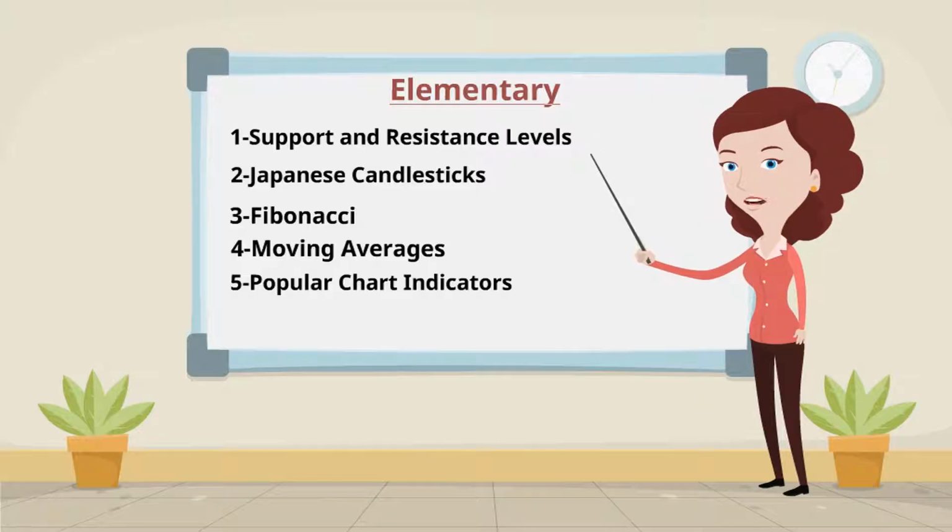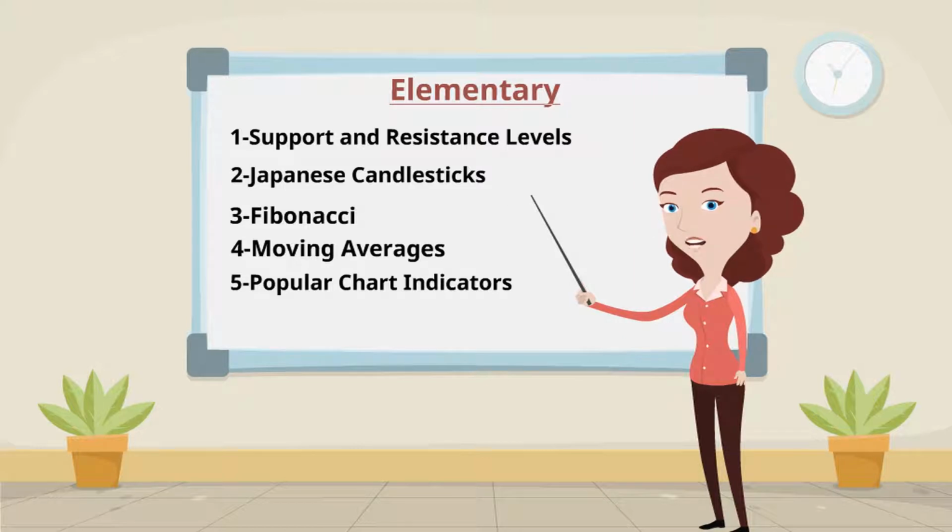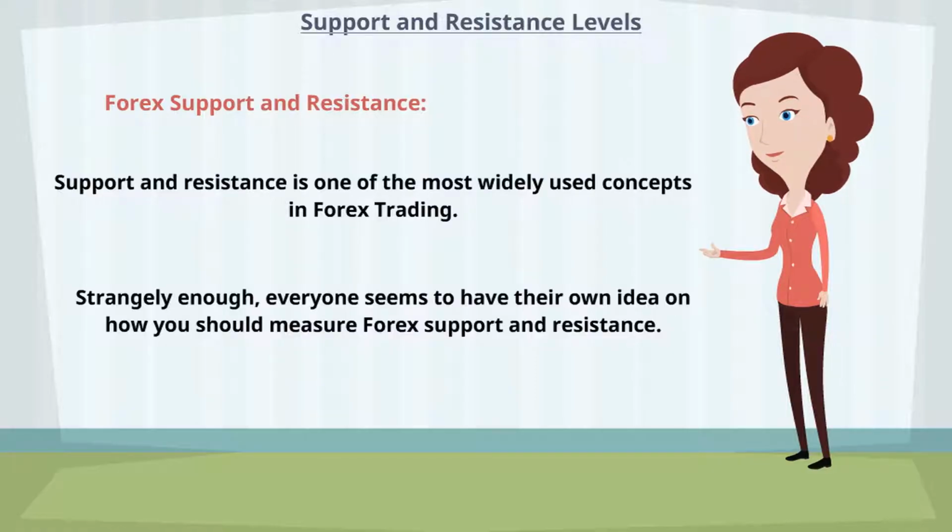Elementary. In this session we have 5 courses. First is support and resistance levels. Second is Japanese candlesticks. Third is Fibonacci. Fourth is moving averages. And fifth is popular chart indicators. So let's start the first course.